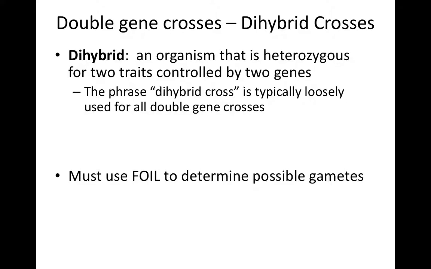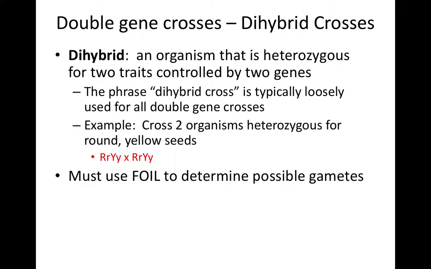Dihybrid crosses are crosses between organisms where we are looking at two genes this time instead of just one. Technically, a dihybrid is an organism that is heterozygous for two traits controlled by two genes, but sometimes the phrase dihybrid cross is loosely used to talk about a cross between two organisms, looking at two genes.